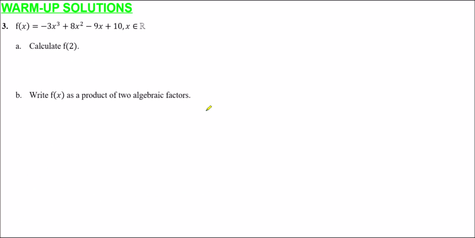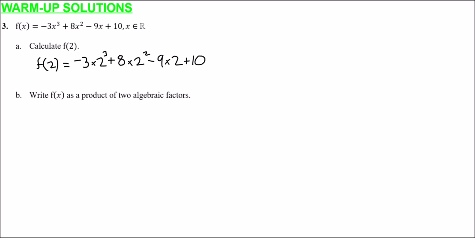Question 3, we have f of x equals minus 3x cubed plus 8x squared minus 9x plus 10, where x is a real number. We need to calculate now f of 2. So f of 2 just means we're going to substitute in that x is 2. So we have minus 3 times 2 cubed plus 8 times 2 squared minus 9 times 2 plus 10.